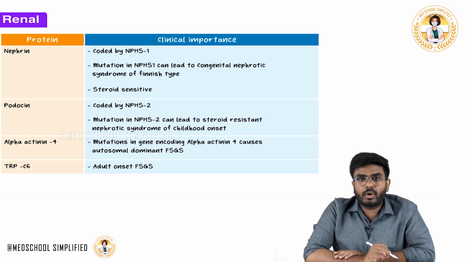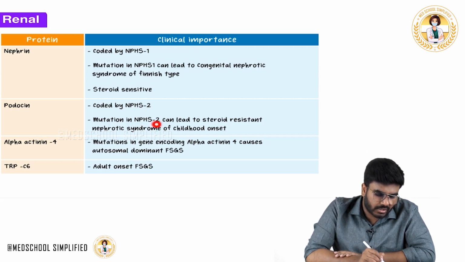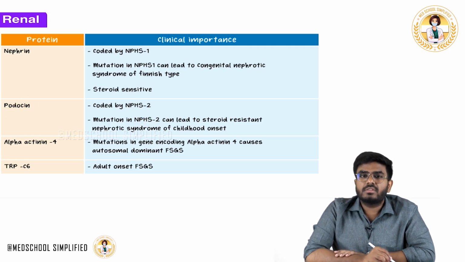Now after this, let's discuss podocin. Podocin is also one of the important proteins in the slit diaphragm. Podocin is coded by a gene called NPHS2, and mutation of this NPHS2 will cause damage to the podocin, or a defect in the podocin. A defect in podocin means a defect in the slit diaphragm, which again causes protein loss in the urine, nephrotic syndrome. Which type of nephrotic syndrome?